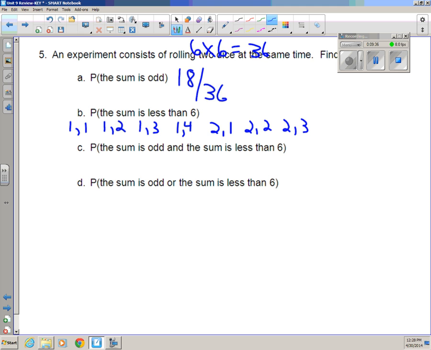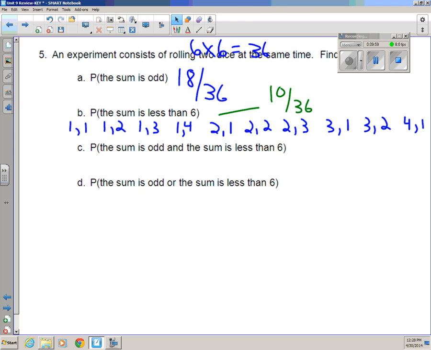I can't have the 2 and the 4 because that is 6. I could have a 3 with a 1, a 3 with a 2. I could have a 4 with a 1, and then you're done. There's no other ways to roll the die and get sums less than 6. So there happen to be 10 ways out of the 36 where the sums are less than 6.